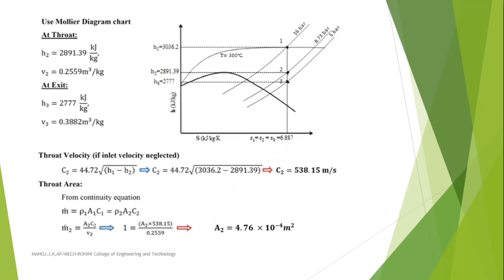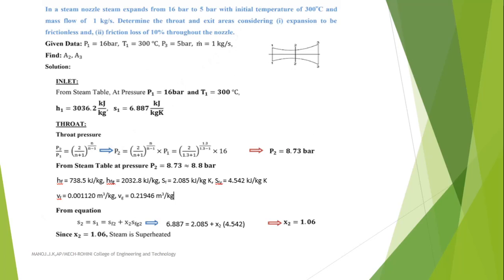Then, for the superheated steam, we can move to the Mollier chart or steam table, whichever is easier for you. But the Mollier chart is very convenient for this problem. For the throat region, we know two different parameters: one is the pressure P2 and another one is S2. S2 is equal to S1. These three entropies are the same. Therefore, we know the value of P2 and S2.